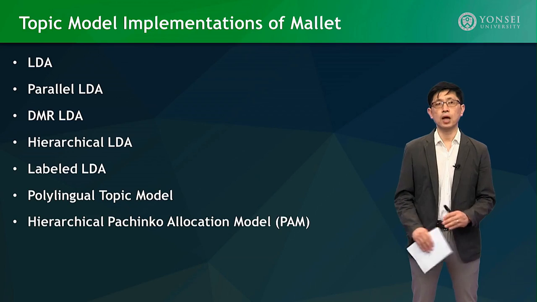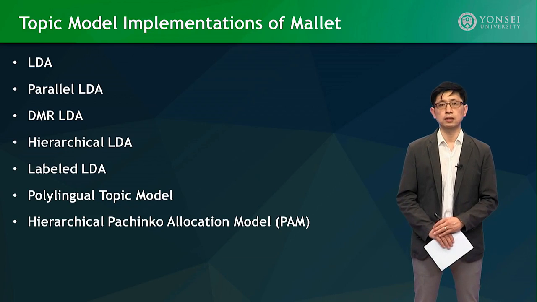There are several topic model algorithms implemented in Mallet. The first one is Parallel LDA. Parallel LDA is a simple parallel threaded implementation of LDA with sparse LDA sampling scheme. DMR LDA is the implementation of Mimno and McCallum's DMR algorithm, and it is not multi-threaded.